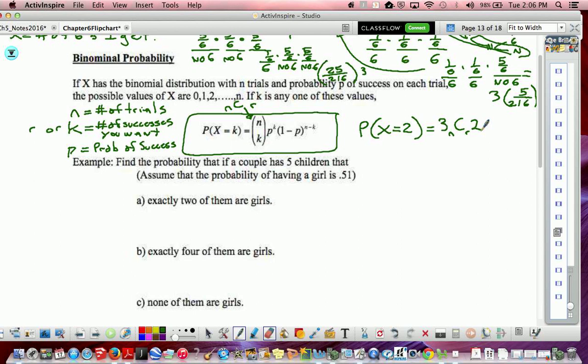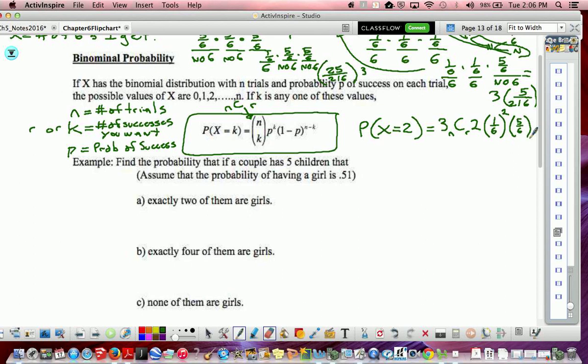So then what we would do is say, n choose K times P to the K power. P was the probability of success, 1/6. We're raising it to the K power. K is the number of successes you want. We wanted 2 6s. Then 1 minus P. If P is 1/6, what's 1 minus it? 5/6, the probability of failure.